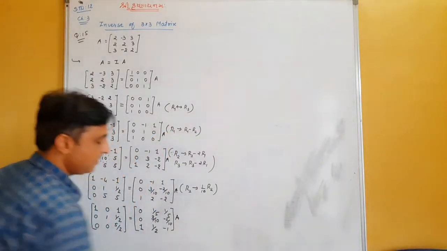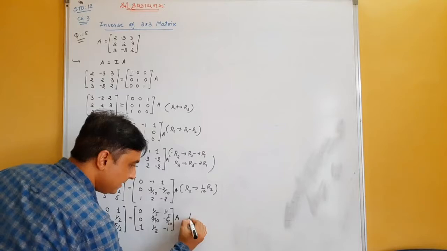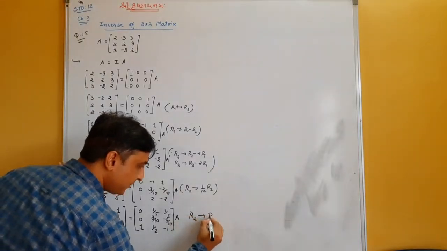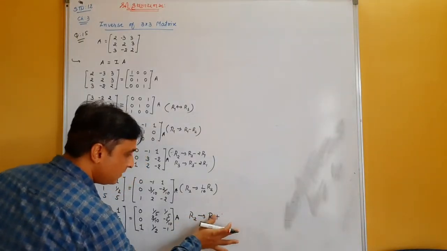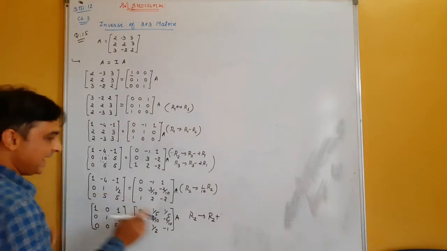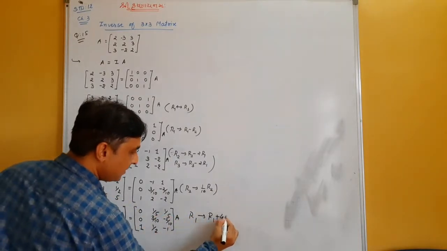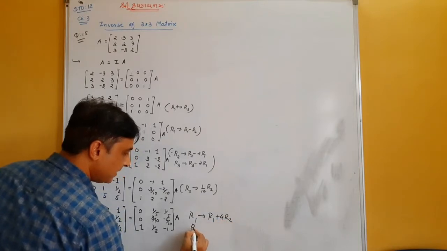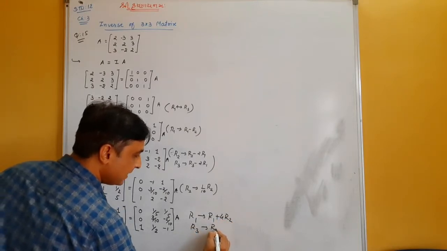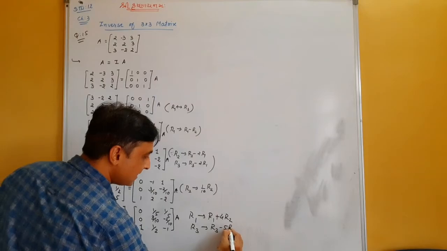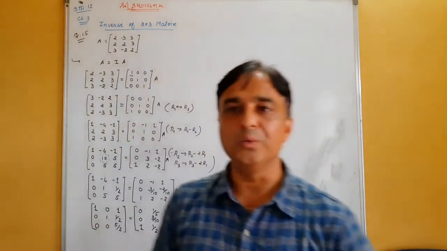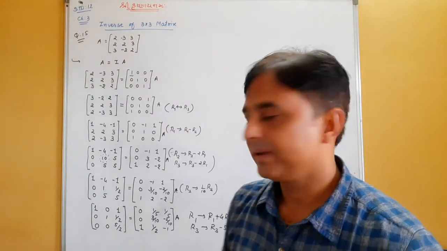Now, what we did: R1 plus 4R2 and R3 minus 5R2. Clear?